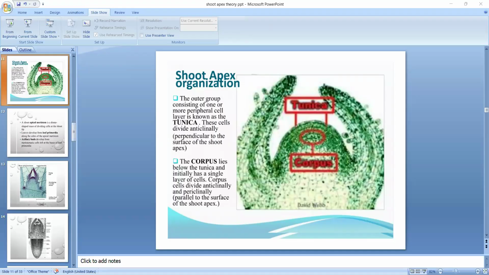PPT is visible. Where is the current slide? Please tell me. Any problem? Shoot apex organization. Is it okay? Okay.